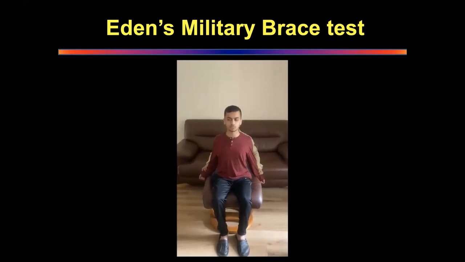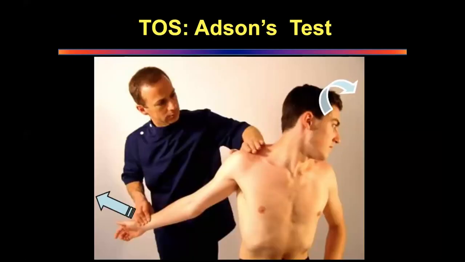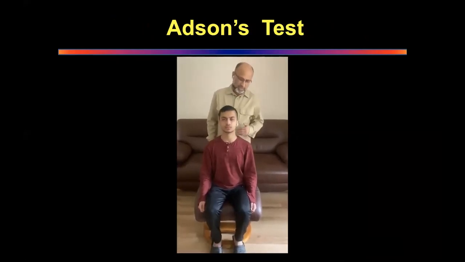Sometimes the patient is asked to take a deep inhalation and hold his breath, which allows the first rib to go up and cause the compression. The Adson test is designed to decrease the space in the interscalene triangle.